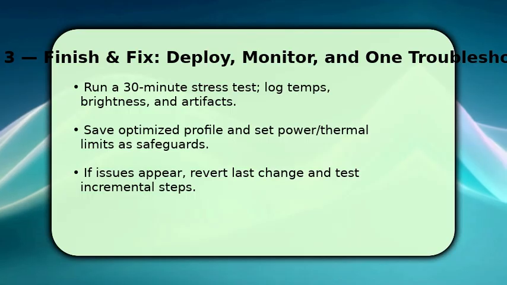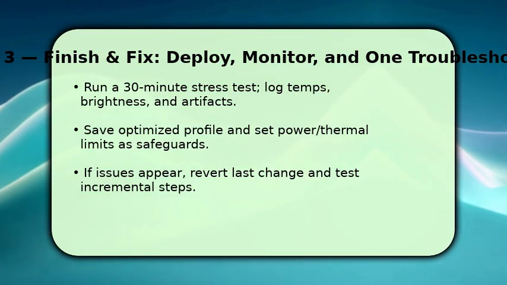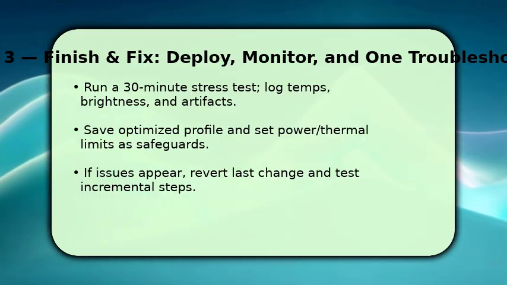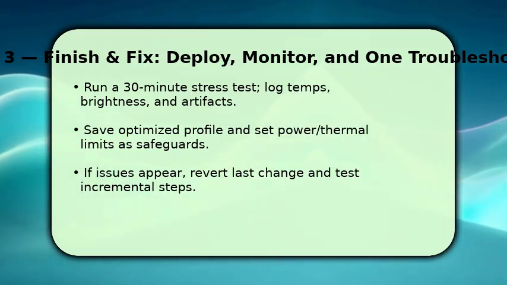If you encounter flicker, overheating, or color shifts, revert the last change immediately and retest with smaller increments. This controlled rollback is the quickest troubleshooting tip to isolate the problematic adjustment and protect your Fisch unit.